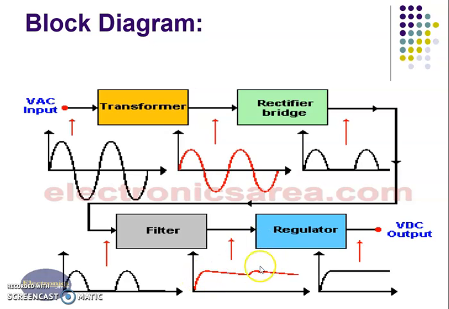Finally, as this is also not pure DC, it is required to give it to the regulator. So for the regulator, mostly a Zener diode is used as a voltage regulator, not only externally connected as a regulator, but it is incorporated or used internally in the ICs. So regulators are nowadays popular ICs.